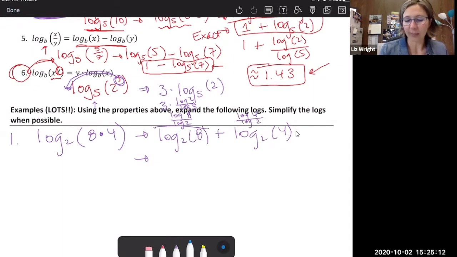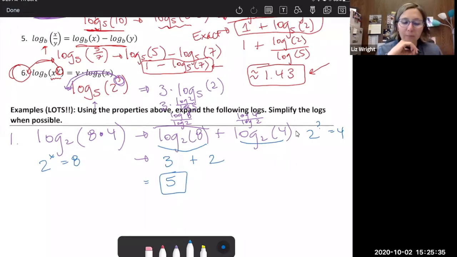Otherwise, what you're doing is asking yourself the question for this one: 2 to what power gives me 8? And that should be 3. And then for this next part, 2 to what power gives me 4? And the answer to that is 2. So then our answer is 5.